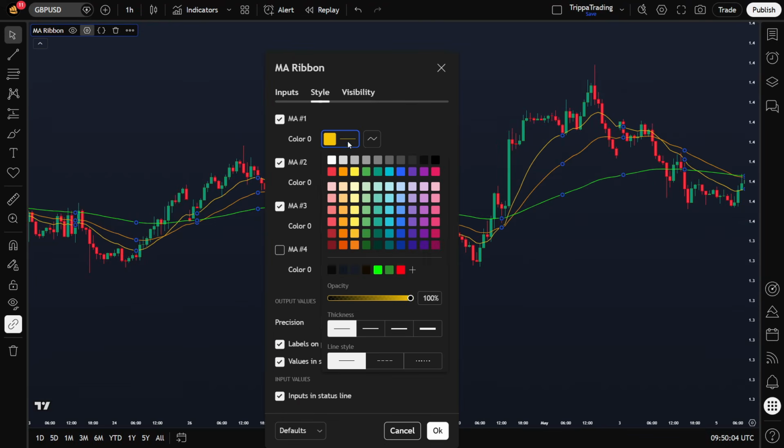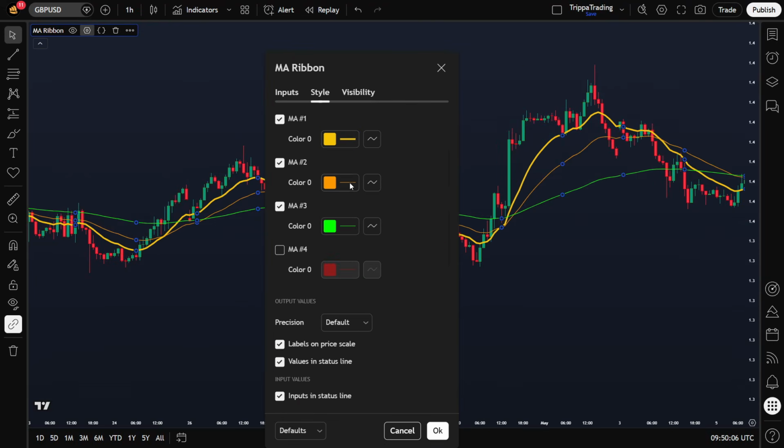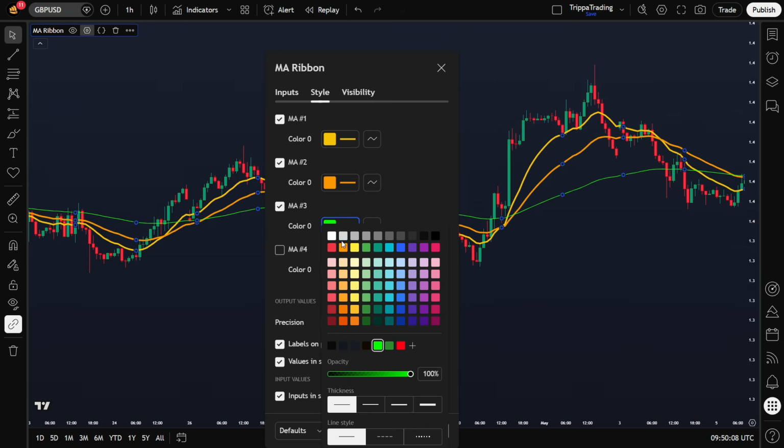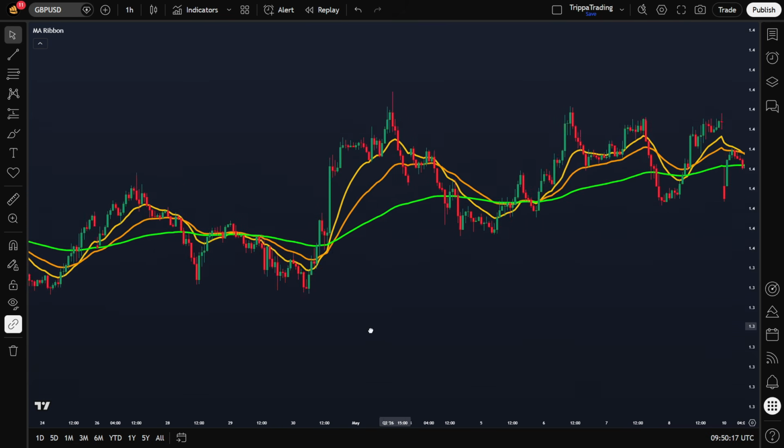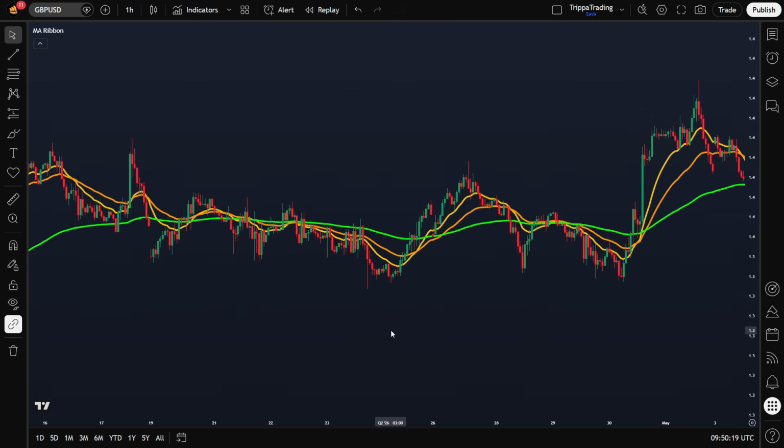Then, go to the Style tab and make the lines easier to see on the chart by making them thicker. The longer EMA should be green, and the other 2 shorter EMAs should stay clearly visible as your faster trigger lines. Now let's understand what each EMA is doing.